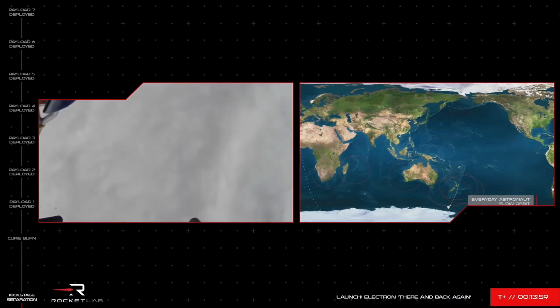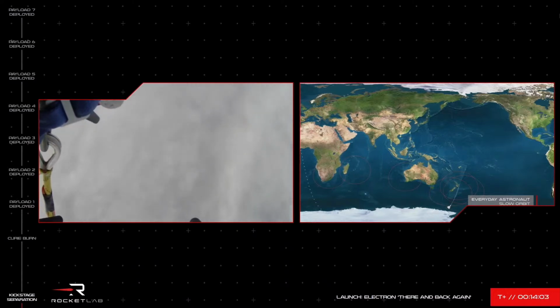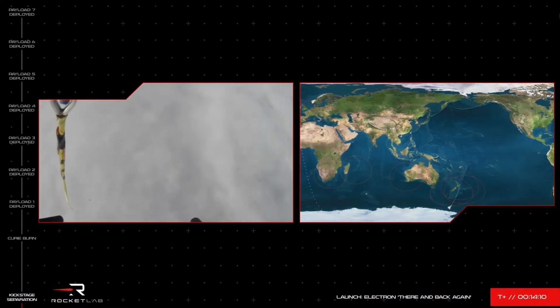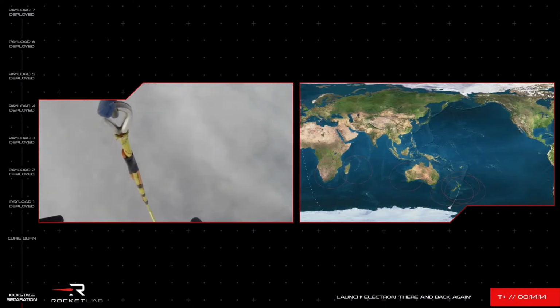Just very quickly, while I can, I want to point you to the right side of the screen that shows that the kick stage is on its elliptical pass above the world and onward to orbit for our customers. And then, of course, again, we're all keeping our eyes on the left, that you can see the recovery helicopter in that zone moving in for the catch attempt. Hopefully, again, that we see that soon.